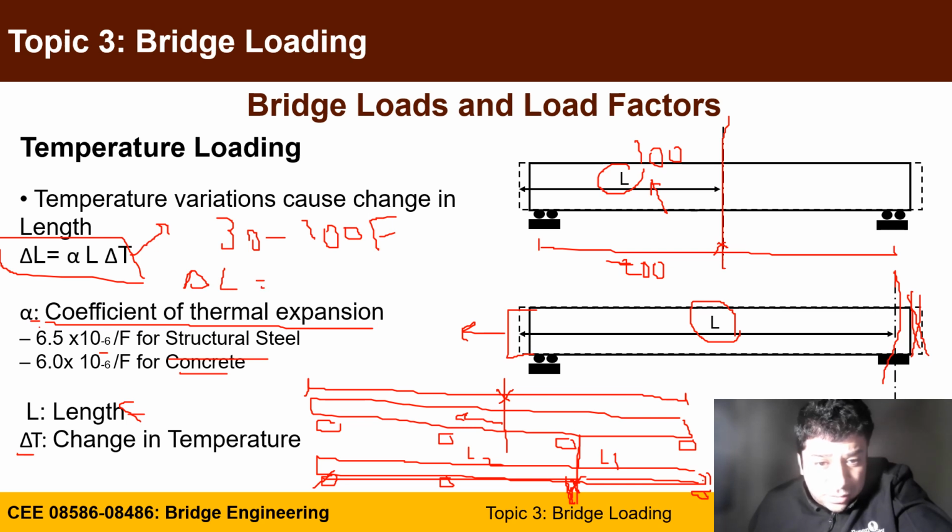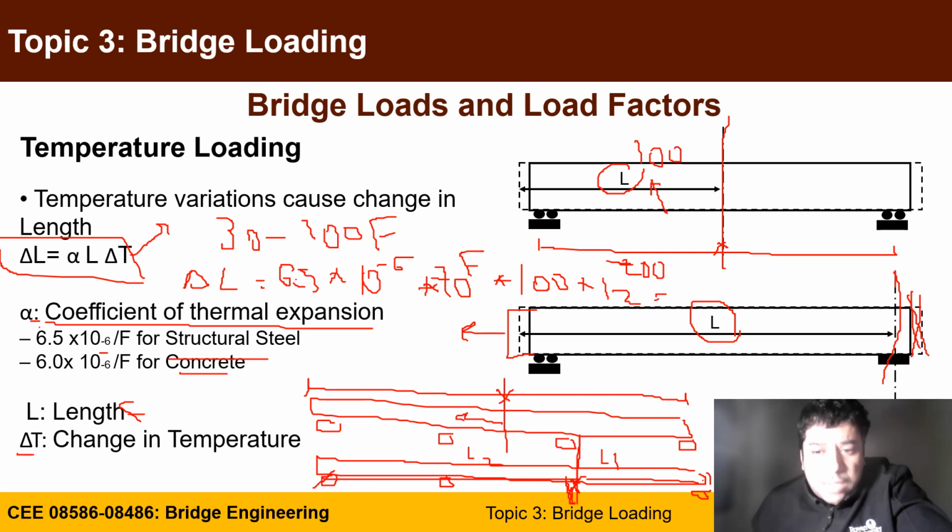So your delta L change will be gamma. If it's steel, you will have 6.5 times 10 to the negative 6 times the change in temperature, here 70 Fahrenheit, 100 minus 30, times the length, 100 feet. You can multiply it times 12 to get it in inches. So you can expect some problem like that in homework, assignments, quizzes, etc.